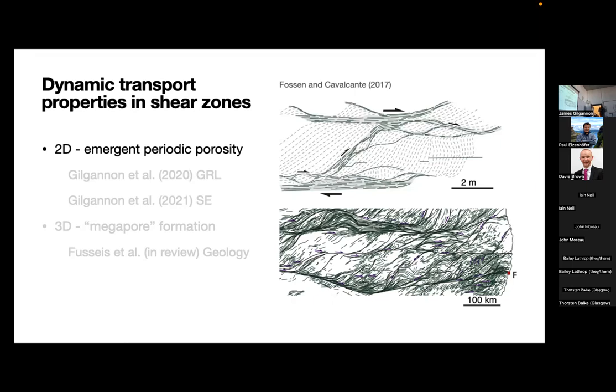And we know that geochemical and physical implications of many of our observations are that shear zones must transport mass. They must be moving fluid, they must be moving partial melt, they must be moving chemistry. But we don't really have a proper picture of that, and that's where this dynamic transport properties kind of comes into play.